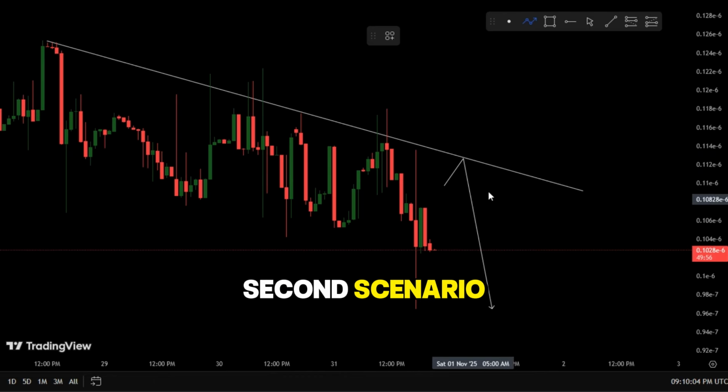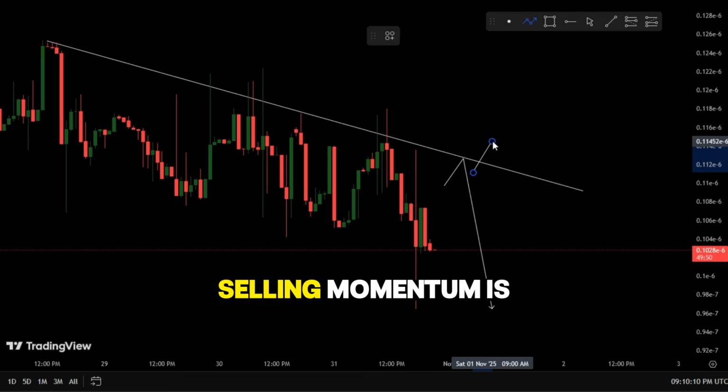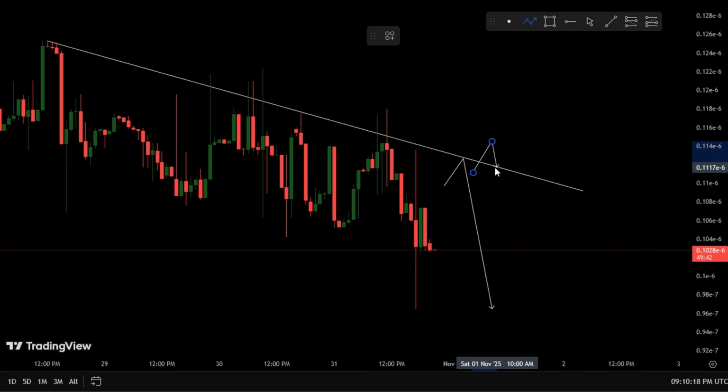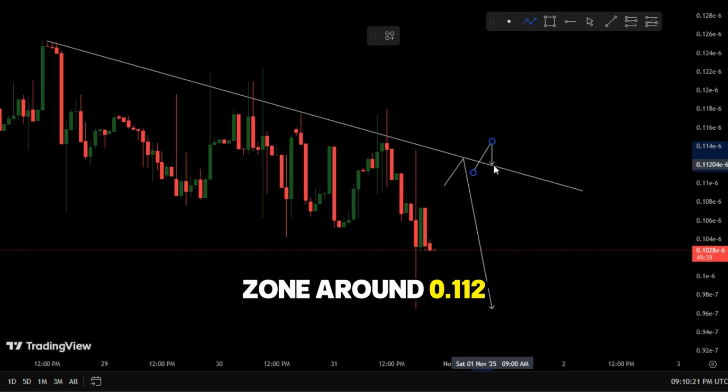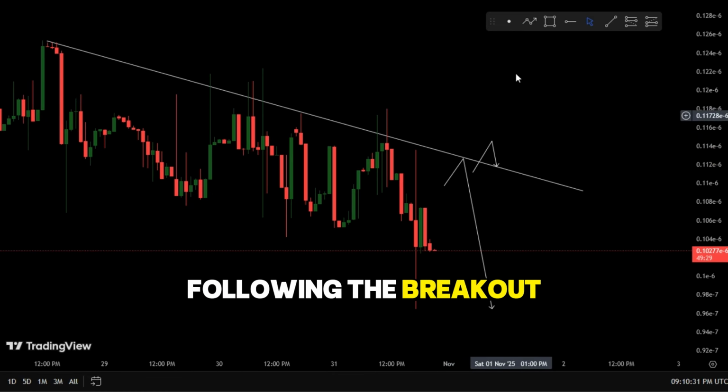Now, for the second scenario, if the market fails to respect that trend line and instead breaks above it, that means the selling momentum is weakening and buyers are stepping in. In that case, we're going to wait for the retest around that same zone, around 0.112 or 0.113. If we get a strong bullish candlestick, that's our confirmation to buy from that zone up following the breakout direction.